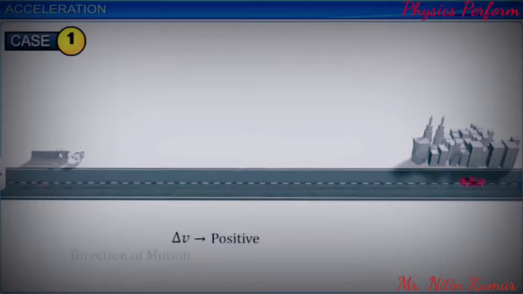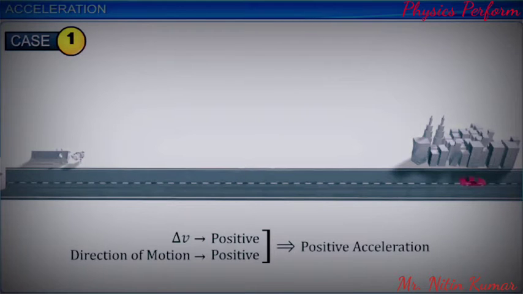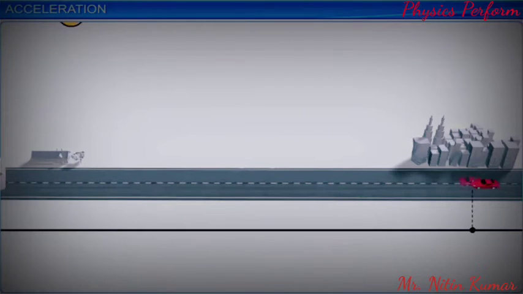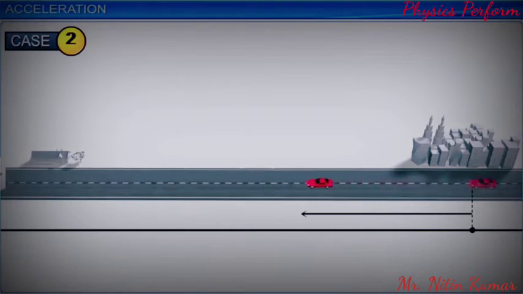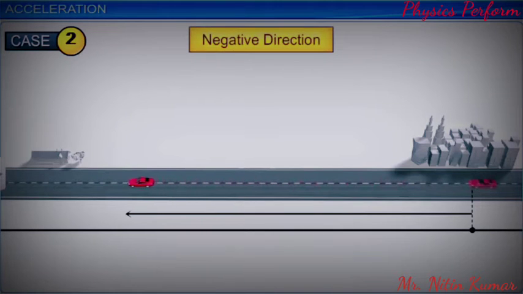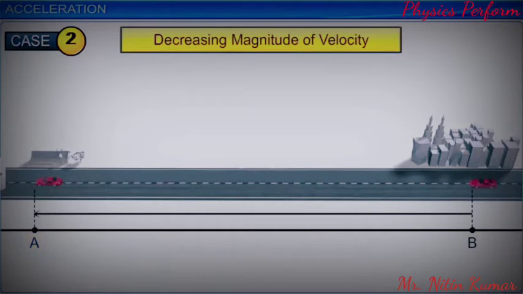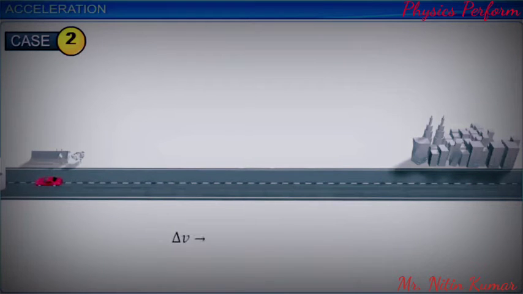Therefore, with these two values being positive, acceleration is also positive. Case 2. In this case, the car is moving in a negative direction, that is, from point B to A, with a decrease in the magnitude of velocity. Here, delta v is negative and the direction of motion is also negative. Since the product of two negative values is positive, acceleration in this case is also positive.